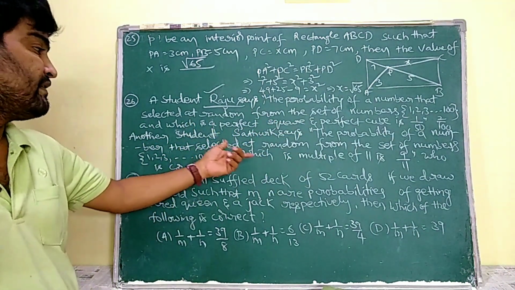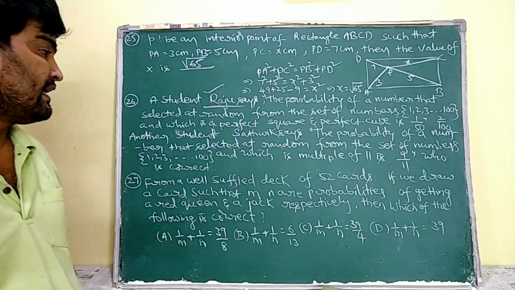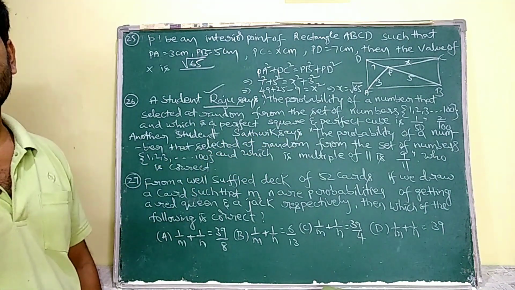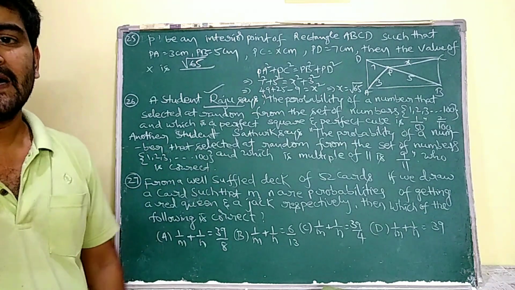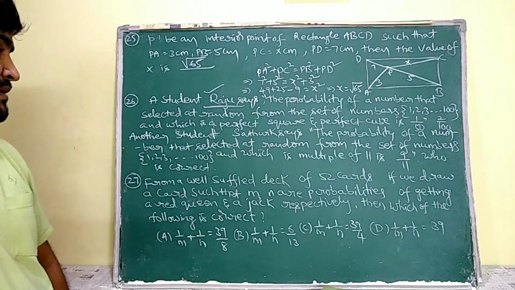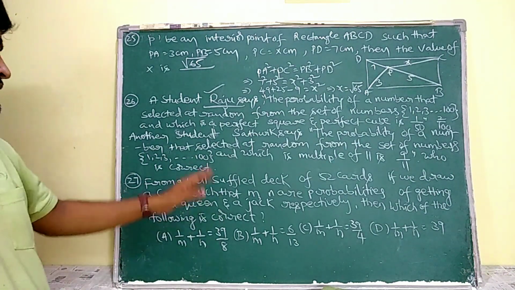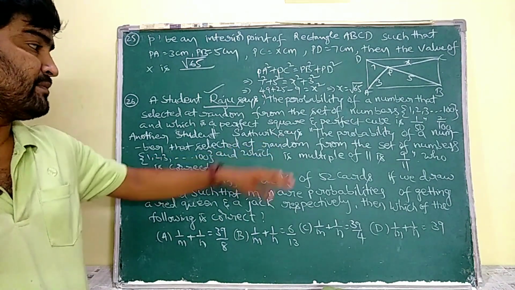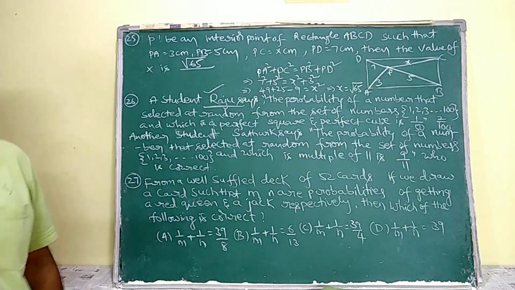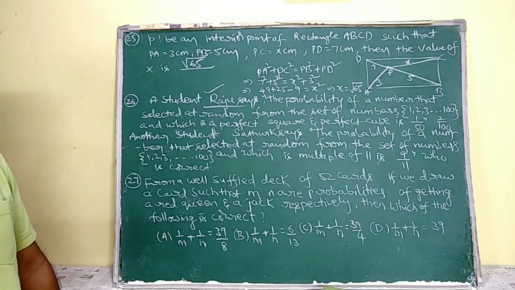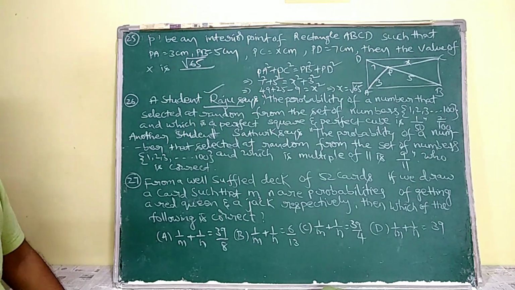Now, another student, Satvik, says the probability of a number selected at random from the set of numbers which is a multiple of 11 is 9 by 11. Multiples of 11 out of 100, how many multiples of 11 are there? 99 is one multiple of 11, the last one.